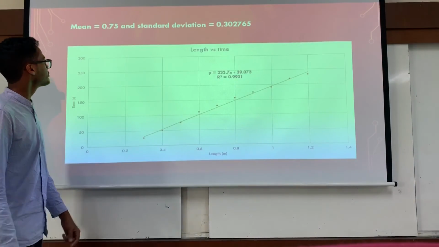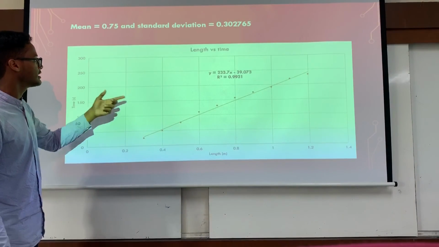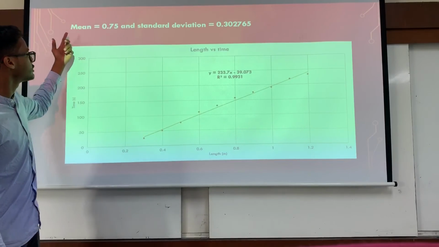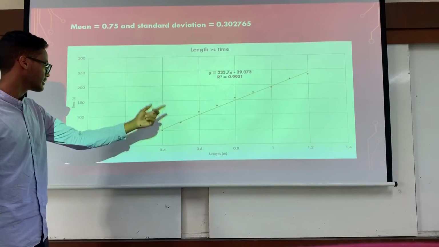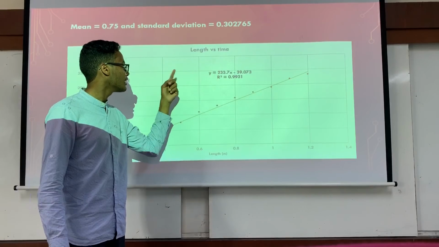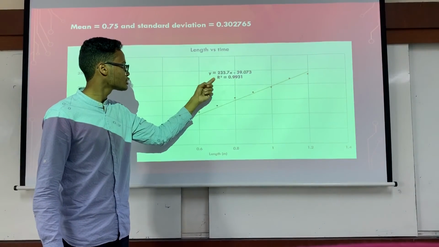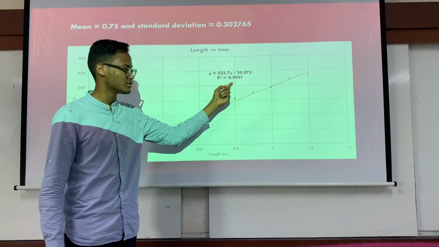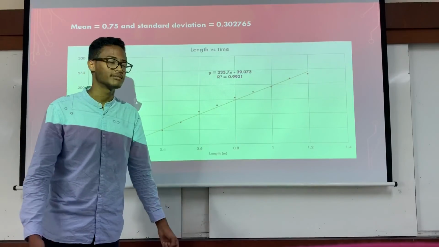Next, this is the second experiment, which is length versus time. We have the mean and the standard deviation, the line and the data, and we also have R squared. We can see R squared is good, more than 0.995.